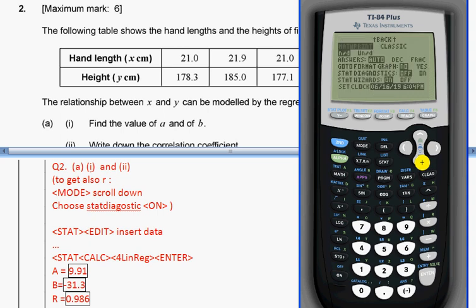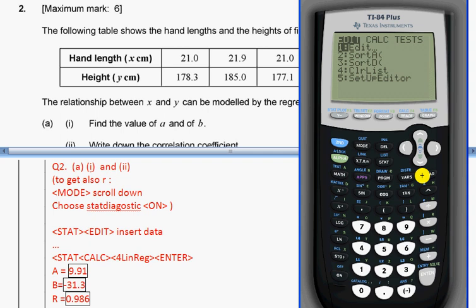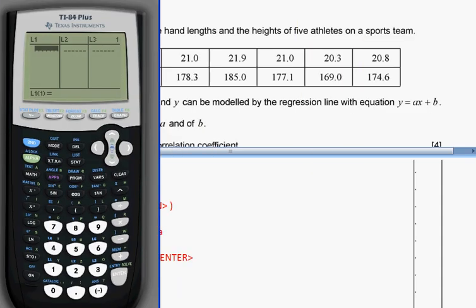Here we have stat diagnostic. It is off. We should make it on. So let us make it on. So we press enter. Now it is on. So we are ready to work with statistics. So stat, edit. We should insert information.